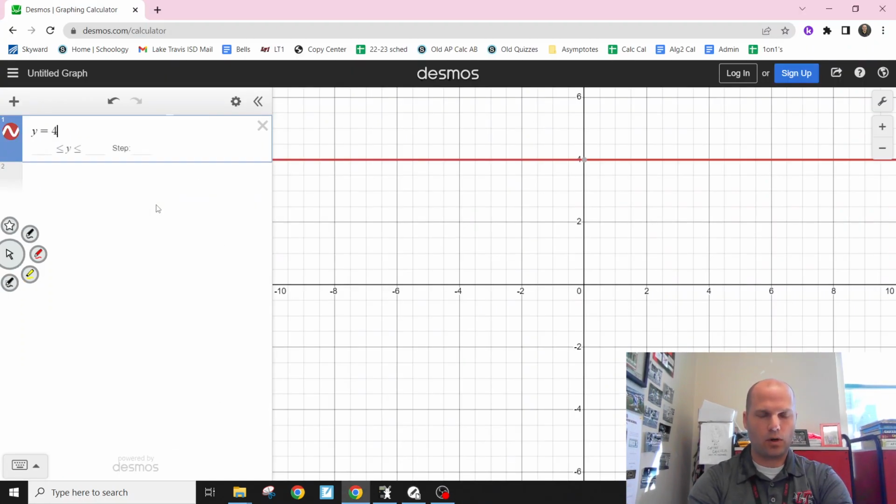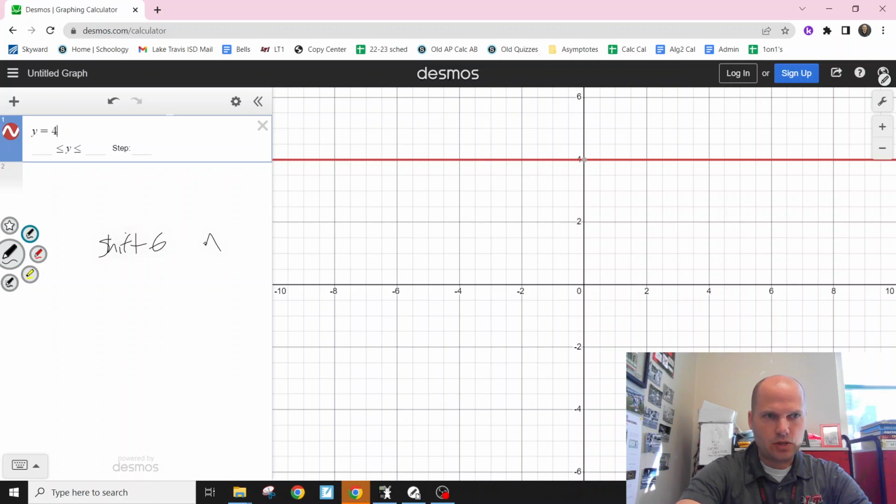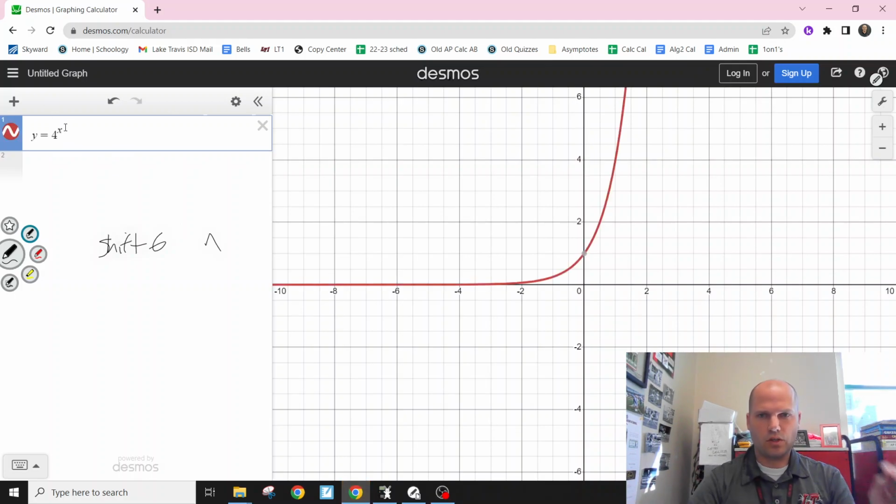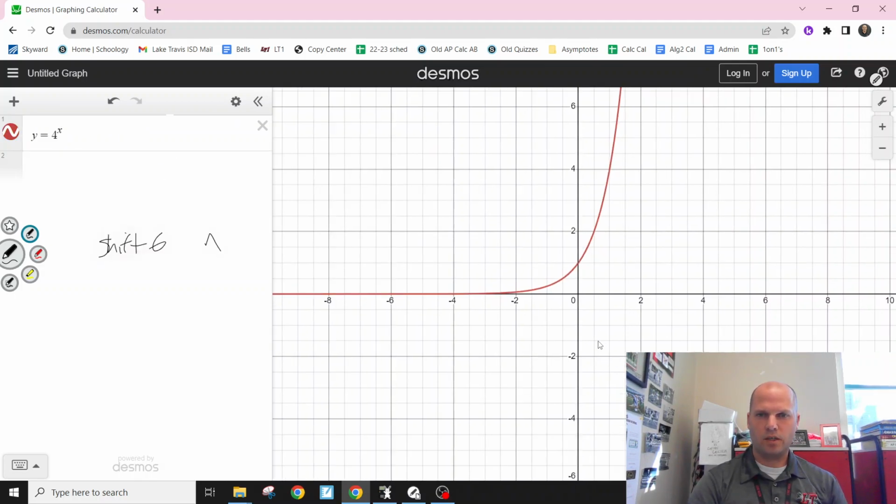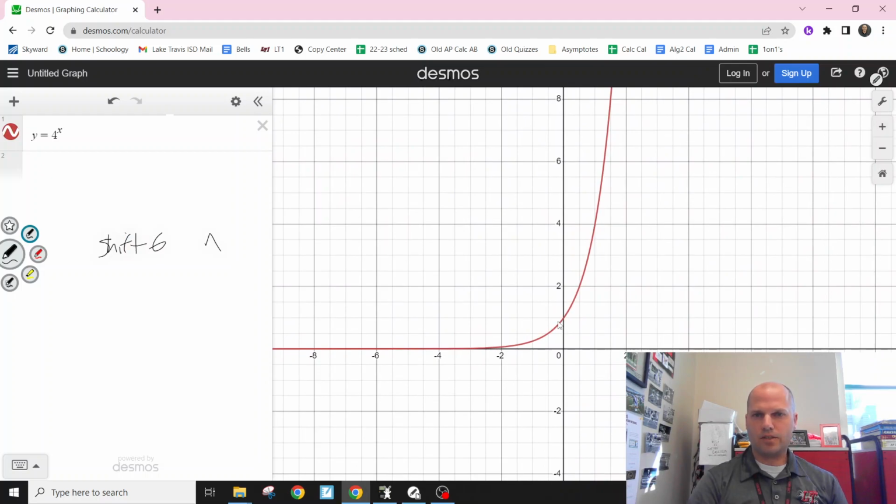I've got to type in 4 and then 2 the... So I'm going to use the caret button. Shift 6 brings up the caret. It won't show up when you type it into the equation. You just shift 6 and it goes up, and then you do 4 to the x. And you can see this is a great example of an exponential function. It grows really quickly, and then on the other side it goes really close to 0.